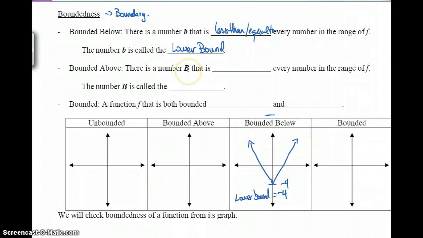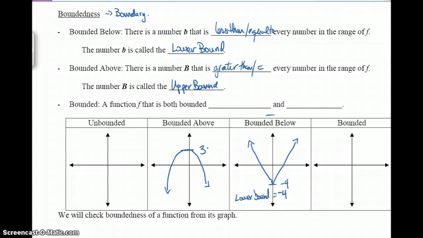We'll use capital B in this case. B is greater than or equal to every number in the range of f. This number is called the upper bound. So if I have an upside down parabola, we see that, say that's my upper bound. Let's say it's 3. That 3 would be my upper bound.